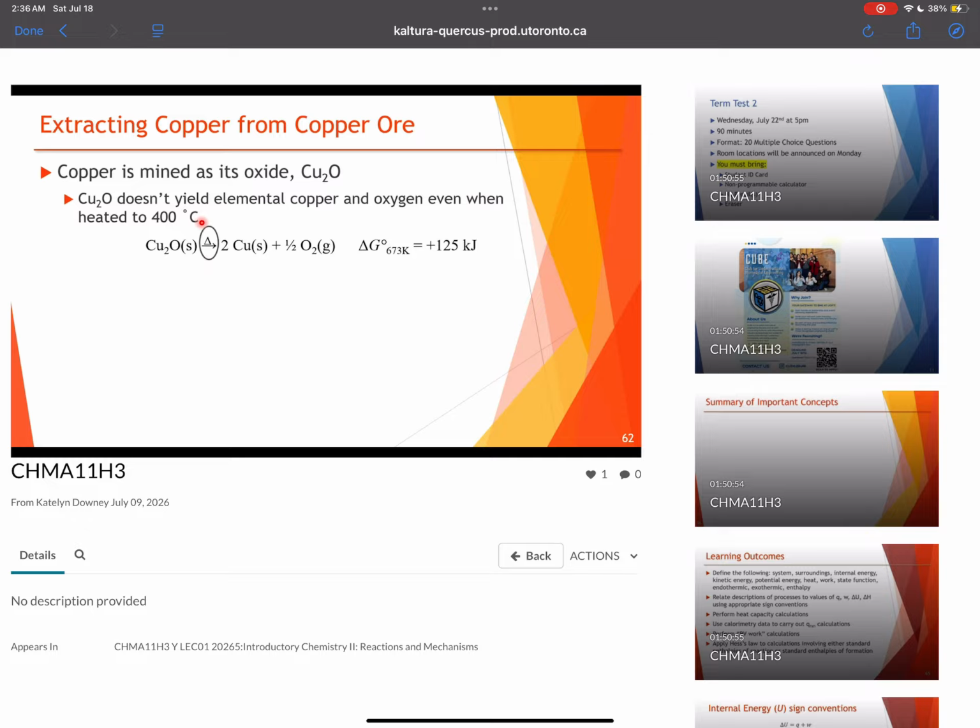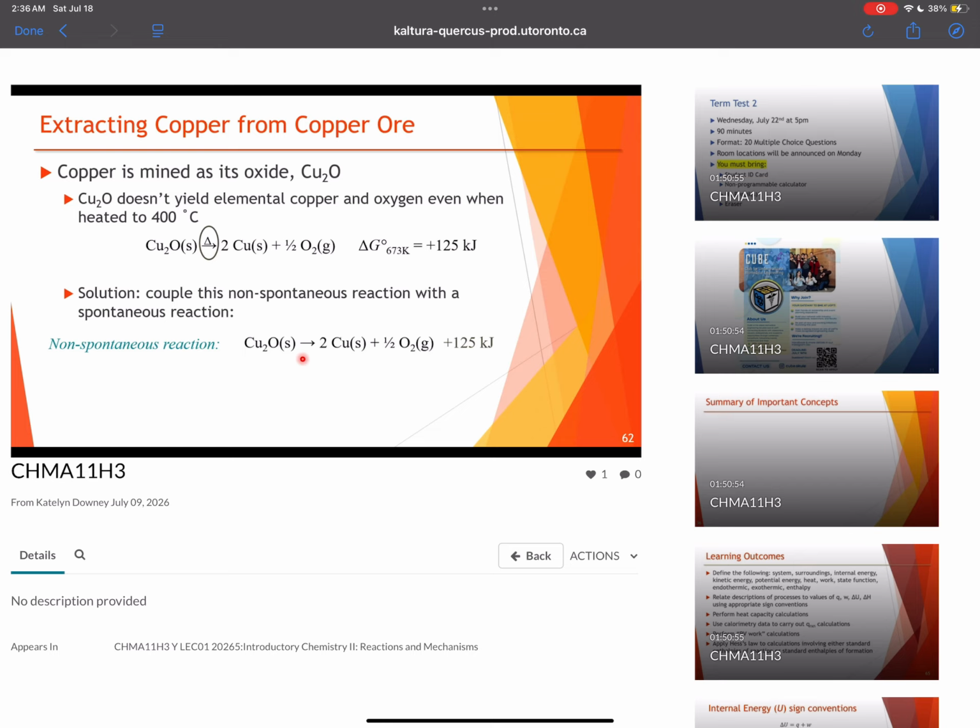Even if we heat this up a lot, this little delta sign here over the arrow indicates that we've added heat, okay? Even if it's at 400 degrees, super hot, my delta G value is still 125 kilojoules, right? So we still have a non-spontaneous reaction, even at the super high temperature. So what is something else we can do? We can couple this reaction with something that is spontaneous, so that when we add them together, the overall reaction will be spontaneous. Right? So this is the reaction that we want to happen, right? We really want to take our copper oxide and make pure copper.